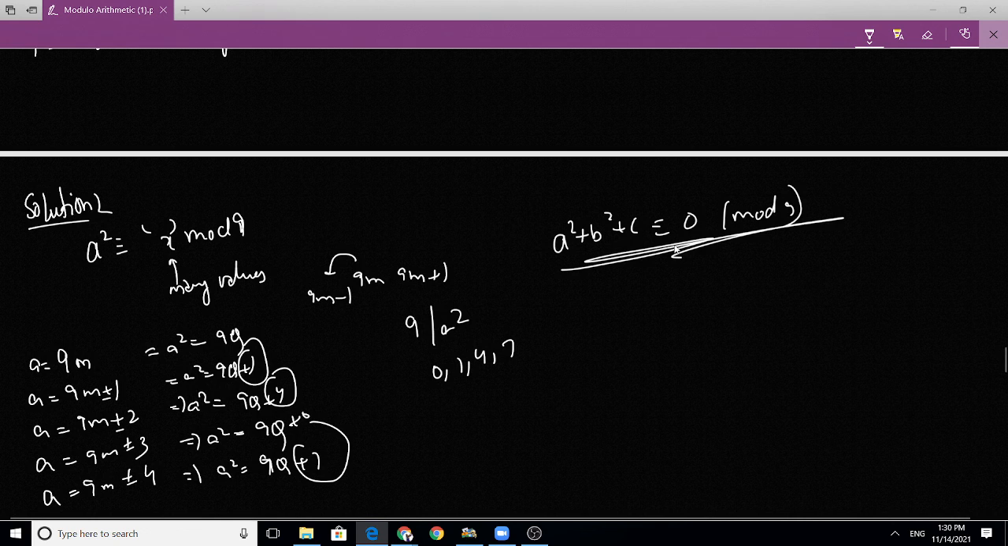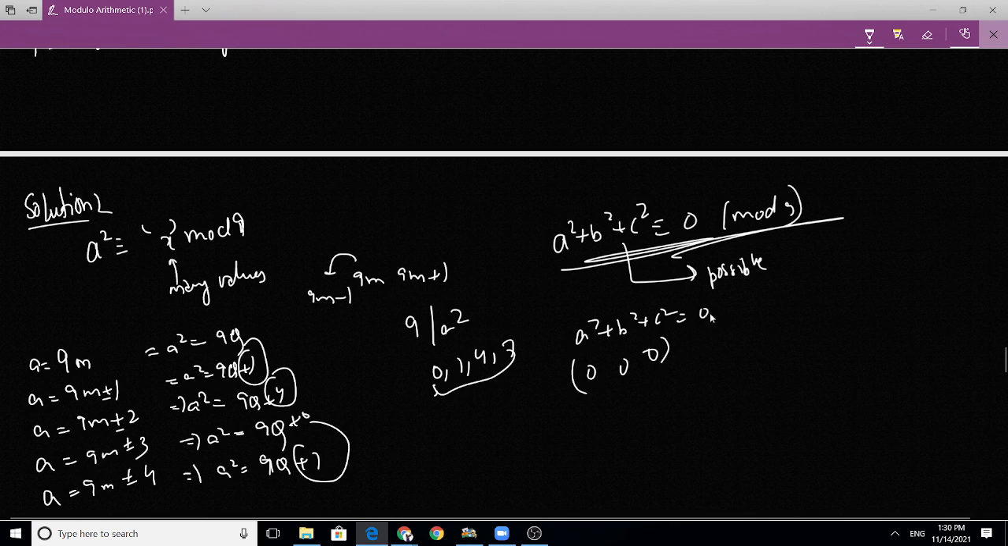So with this I can say that this is a hit and trial now. It's a hit and trial. We need to take some possible cases such that a square plus b square plus c square equals, so case 1, a square plus b square plus c square equals 0. Obviously 9 divides 0. So there's one possible case, 0 0 0.